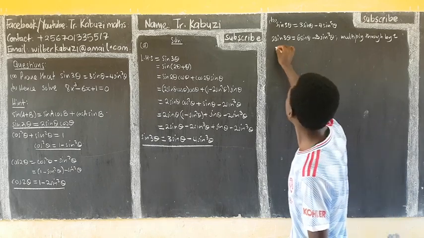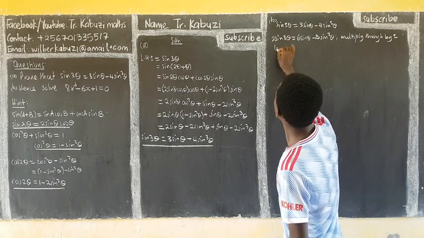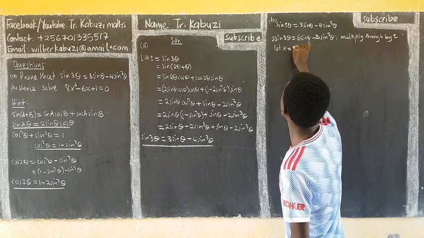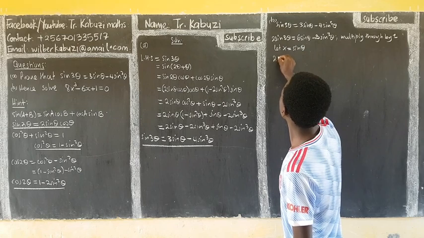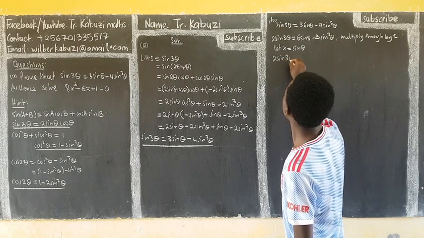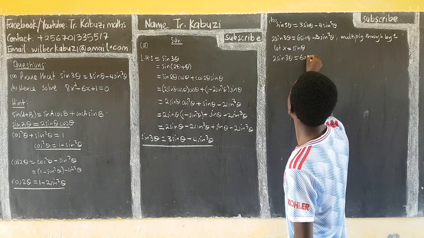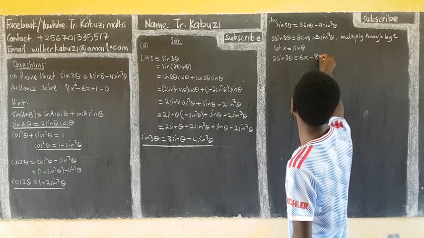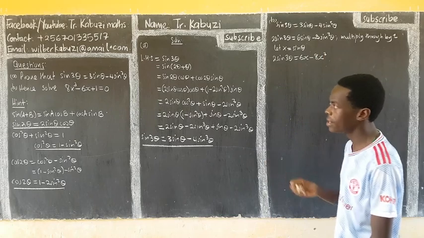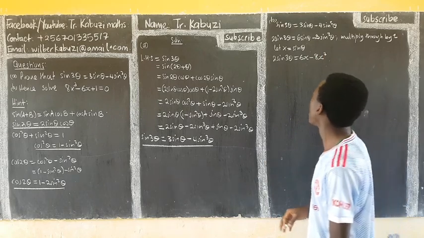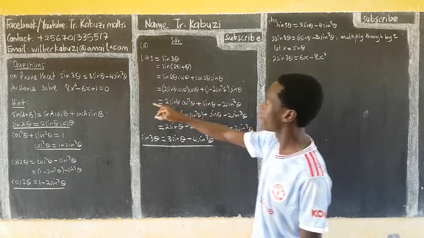So we say, let x be sine theta. So here we have now 2 sine 3 theta equaling 6x minus 8x cubed. Now I think you can see that we are almost there. Now, you see that I have a 1 somewhere.